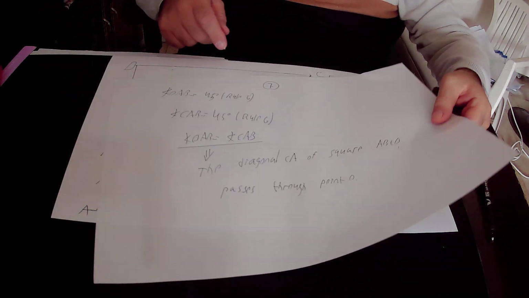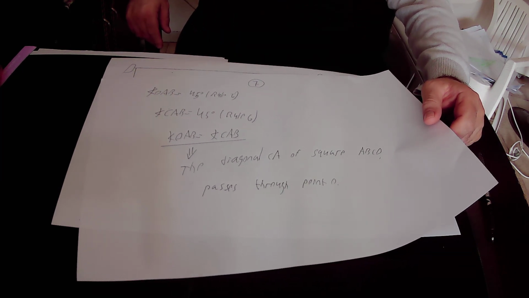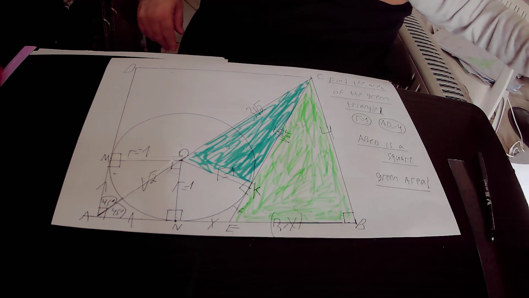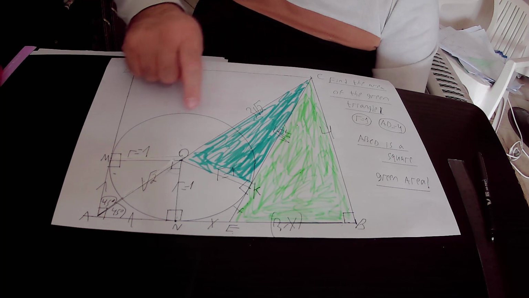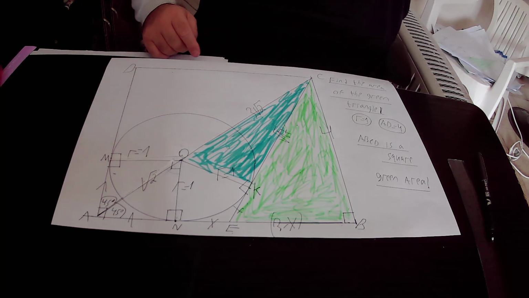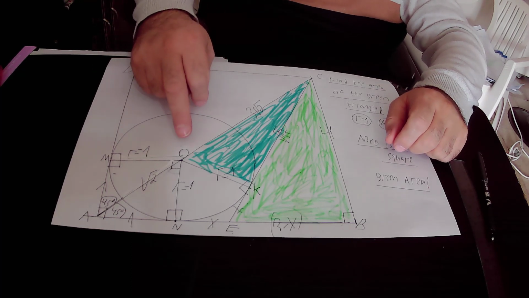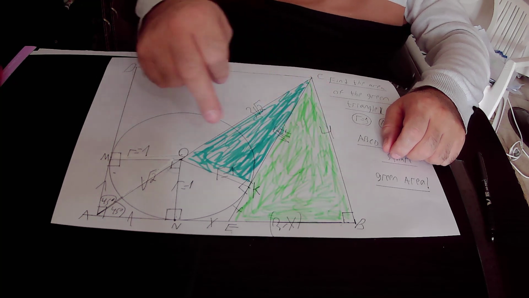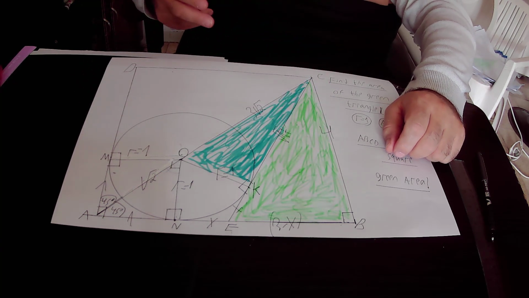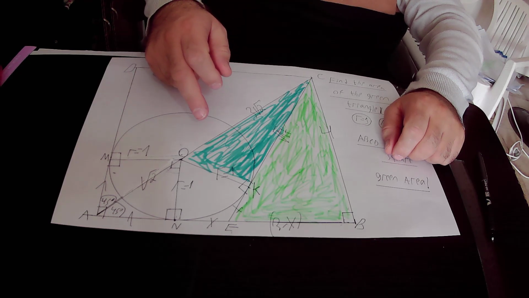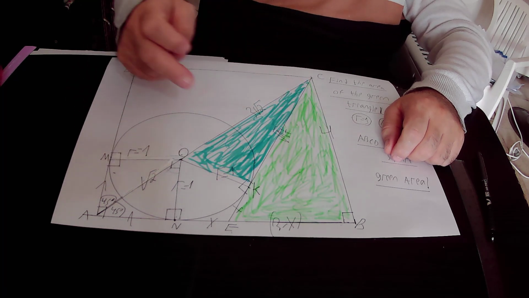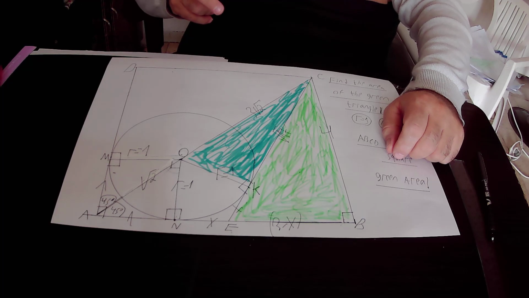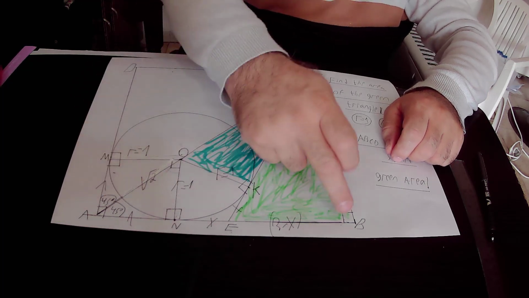Because those two angles are equal to each other, we conclude that the diagonal CA of square ABCD passes through point O. Otherwise, if diagonal CA doesn't pass through point O, then it is impossible that angle CAB will be equal to angle OAB. The points C, O, and A must be on the same straight line in order that angle CAB will be equal to angle OAB.